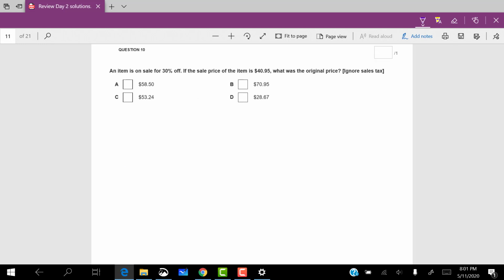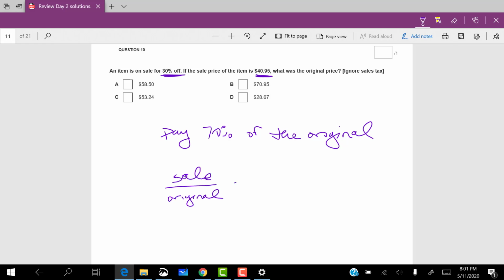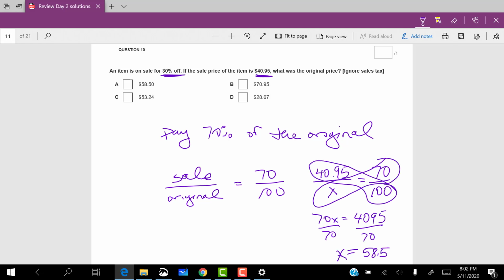All right, last one. An item is on sale for 30% off. The sale price is $40.95. So if something's 30% off, that means that you pay 70% of the original. All right, so if I've got the sale price over the original, that should be the same as 70 over 100. That's the way I think about it. There are other ways to think about it. You can go ahead and cross multiply to solve. And this is money, so we're going to say 58.50, letter A.